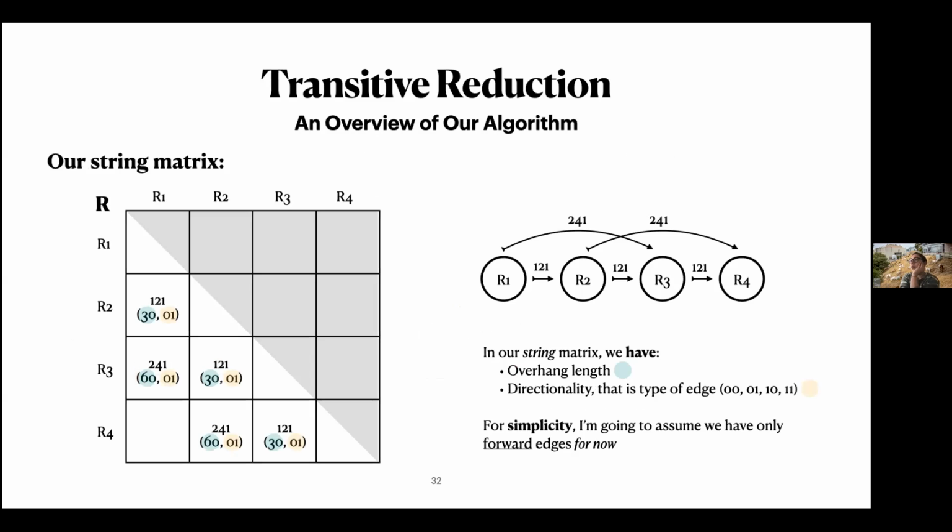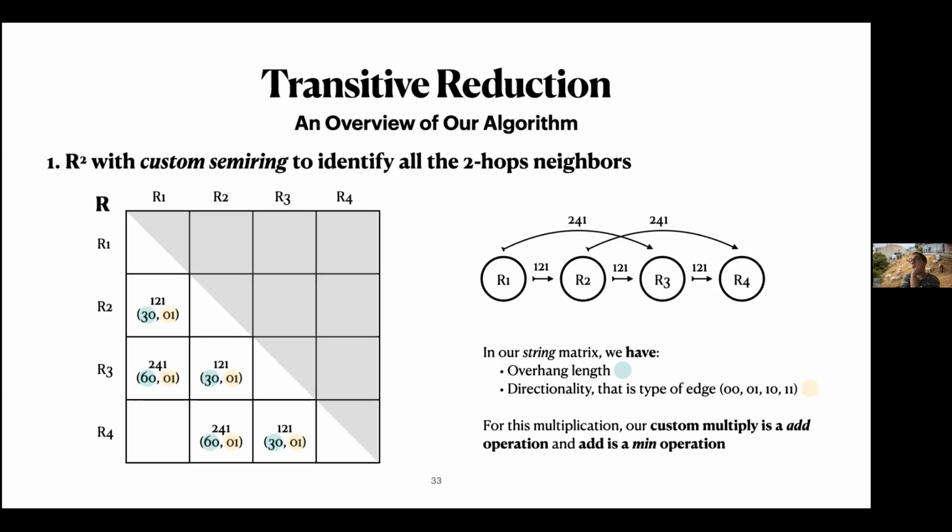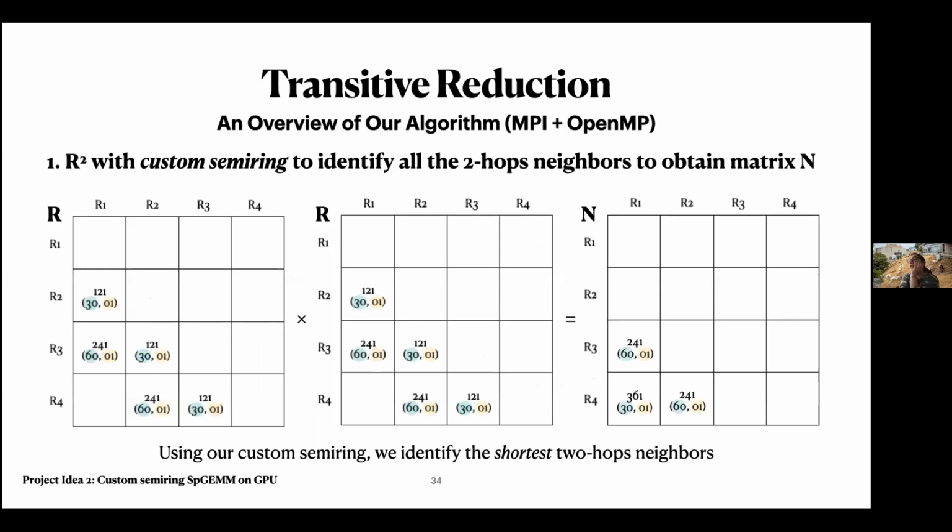And this is also performed using a lot of matrix operations, where the first operation, that is also the most compute intensive, is the squaring of the R matrix. This is because we want to find the two-hop neighbors between each pair of reads. In this case, we also use the custom semi-ring abstraction, where the multiply is an add operation and the add is a min operation, because we want to find the shortest path. And so this is what we obtain.